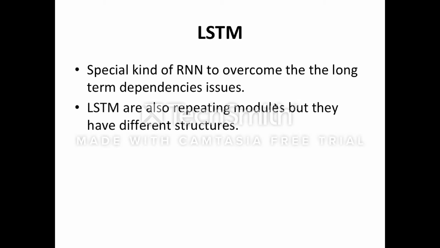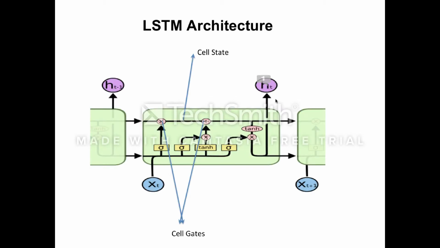LSTMs work very well on a large variety of problems. The LSTM architecture is designed in such a way that it avoids the long-term dependency problem. Remembering information for a long period of time is practically the default behavior because there is something in the architecture which helps in this process. The following diagram shows the LSTM architecture. In this diagram, the pink circles represent pointwise operations, the yellow rectangle boxes represent neural network layers, and every arrow is a vector transfer.